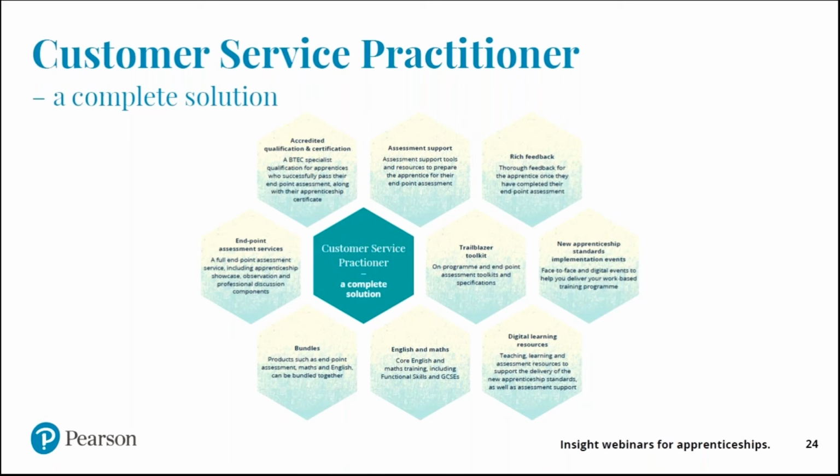Then going on to the Trailblazer toolkit, what we will be designing, very similar to a specification, is an on-programme and endpoint assessment toolkit that really articulates the apprenticeship standard. So it will offer amplification around the skills, knowledge, and behaviours in the standards. So really identifying the types of evidence, the types of activities that an apprentice could be undertaking to demonstrate that they're achieving or on track to achieving their knowledge, skills and behaviours.